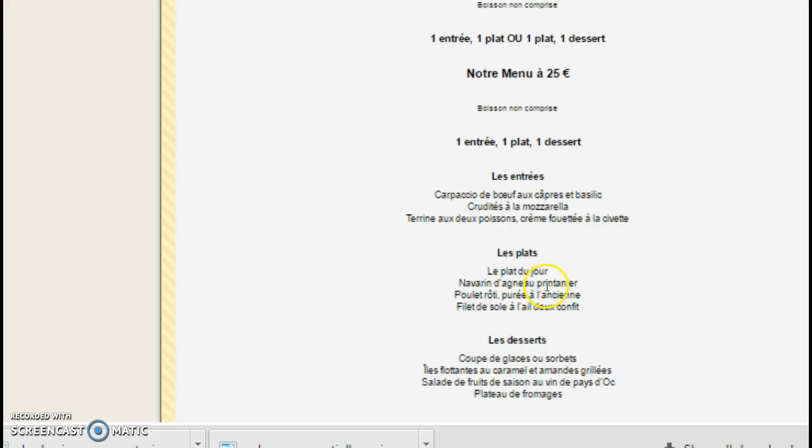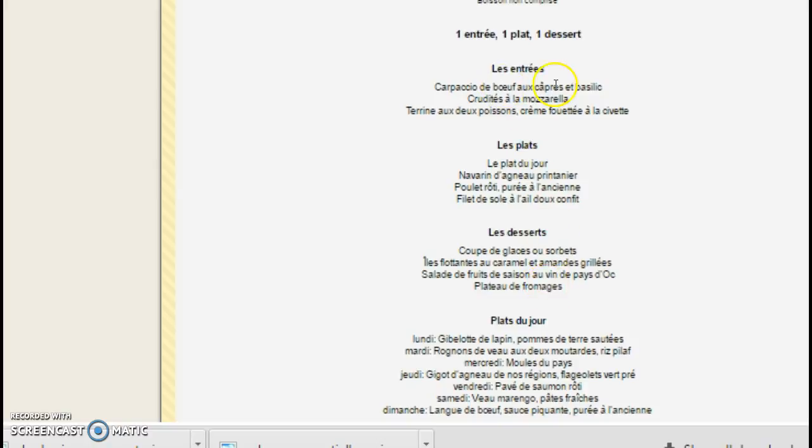Alors, here's your choice. Les entrées. So you're going to explore it a little bit, okay? Do you remember that you see boeuf, okay? Here, crudité, you remember raw vegetable, mozzarella, that's Italian, that cheese. Terrine, so that's a pâté but with fish, all right?